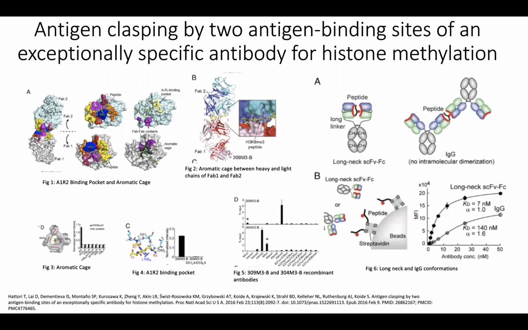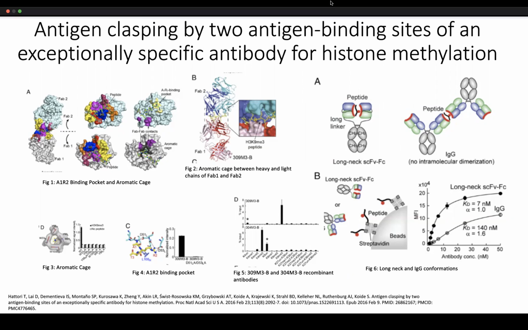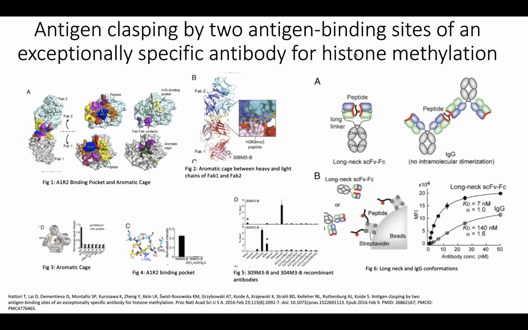to explore a very unique and rare property in which there's a dimerization of these antibodies, which causes a clasping of the antigen through two separate parts. So this is going to use the antigen binding fragments FAB1 and FAB2.